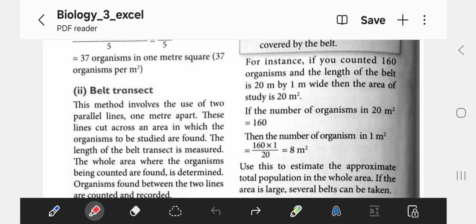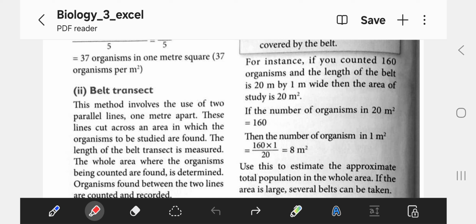We are also assuming that the marks or ink we use to mark the organisms should not affect their activities. If the ink harms the organisms, that would be bad. So the advantage of capture and recapture is that it's easy to estimate the population of moving animals like grasshoppers.